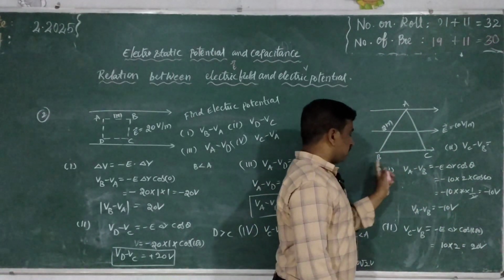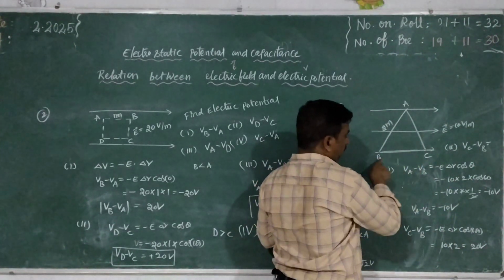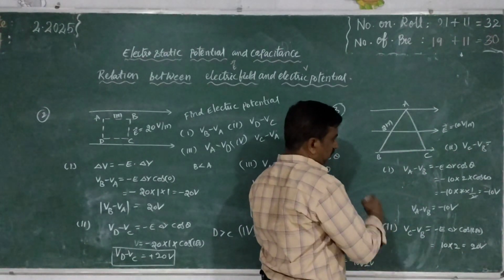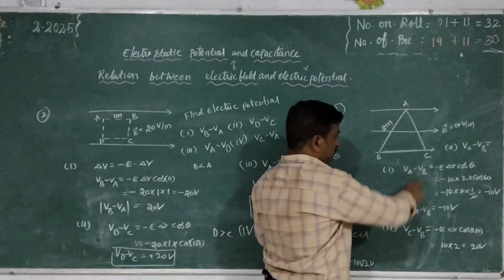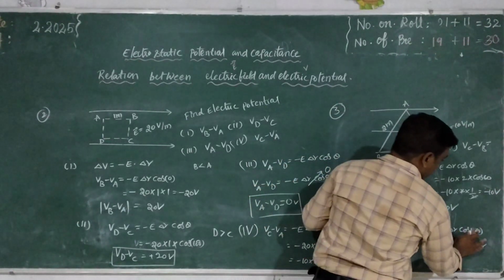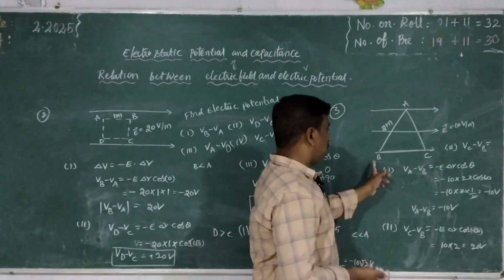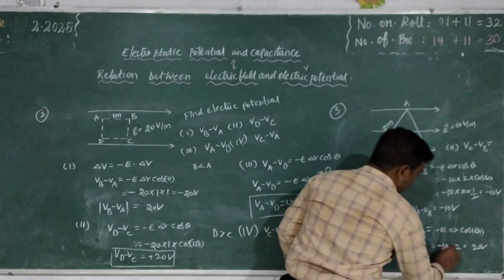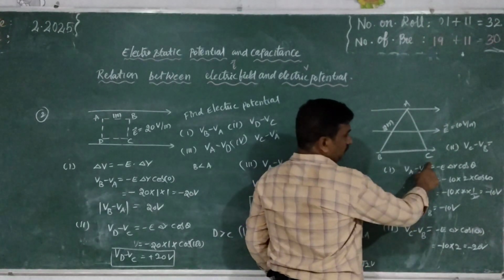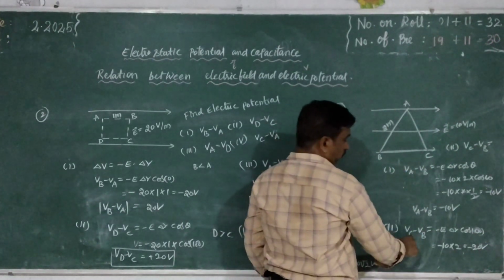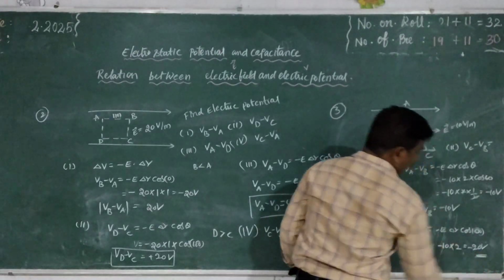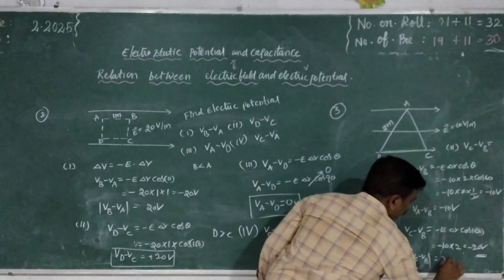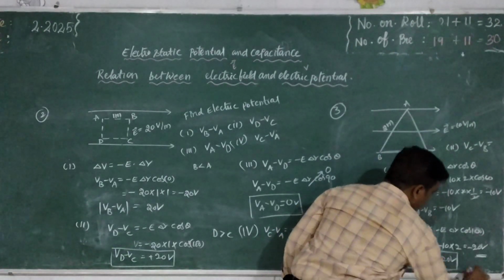See VC minus VB, this is the electric field direction, and this is the displacement. Now VC minus VB, this is final, this is initial, so same direction, not 180, so 0 only. Moving from here to here, the direction of electric field and displacement is the same, so cos 0, so we get minus 20. Why? Because C has less potential, B maximum potential, so less minus maximum is minus. The magnitude of VC minus VB is 20 volts.